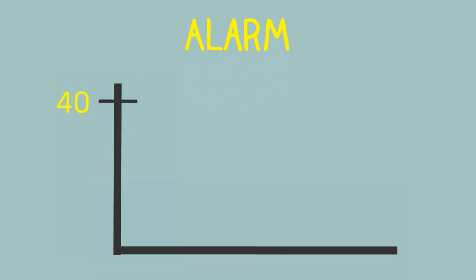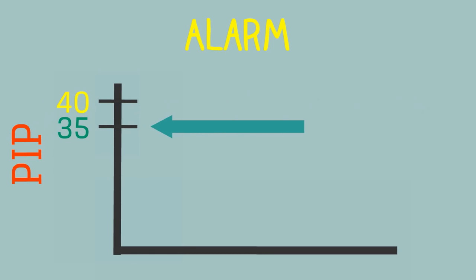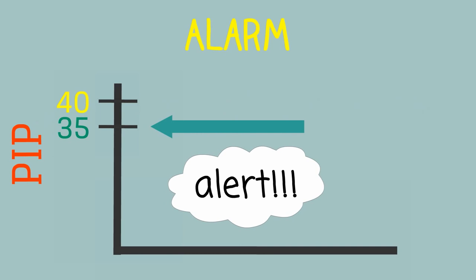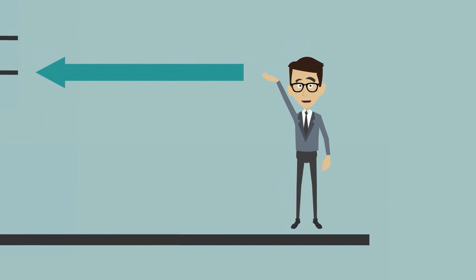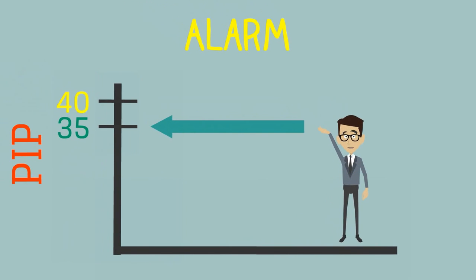Let's say, for example, you set the high pressure alarm to 40. In other modes, this alarm would normally sound only when the PIP reaches 40. But in PRVC, the ventilator will alert you when the PIP gets 5 below the set alarm. In this example, when the PIP reaches 35. It does this to alert you that the pressure is increasing.